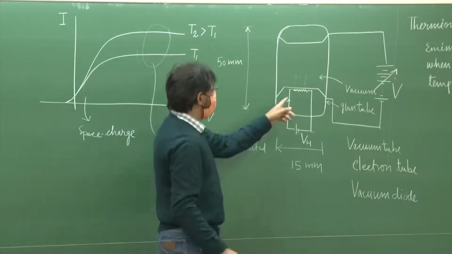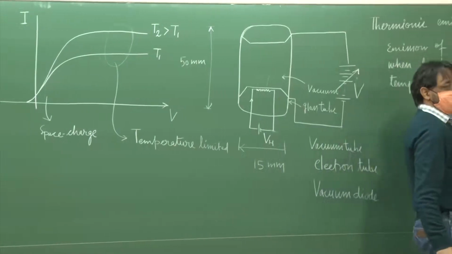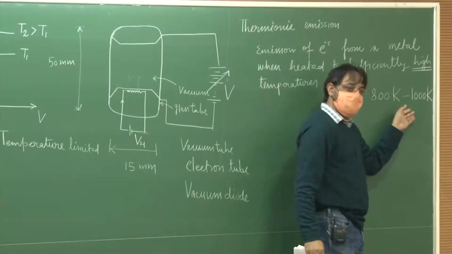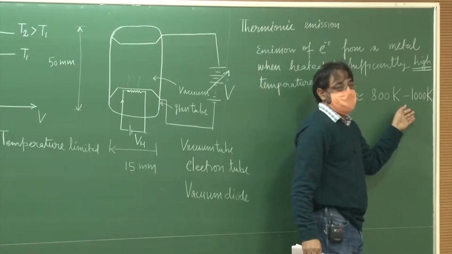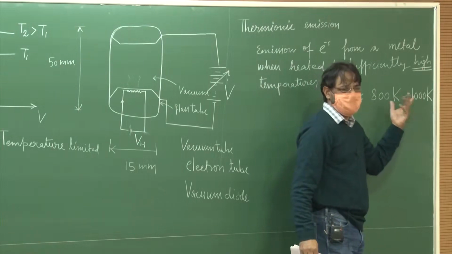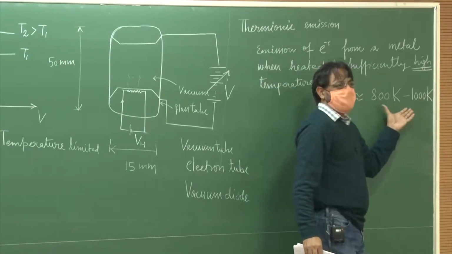So you need to heat the metal surface, and you need to heat it to temperatures as high as 800 to 1000 degrees. It depends on the metal that you're choosing. For instance, for tungsten, you need a temperature of about 1000 Kelvin. 1000 degrees centigrade or Kelvin is the same, a difference of 200 odd degrees. So that's the kind of temperatures you need.